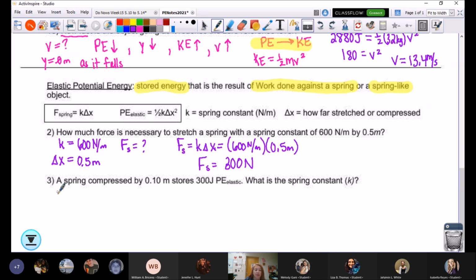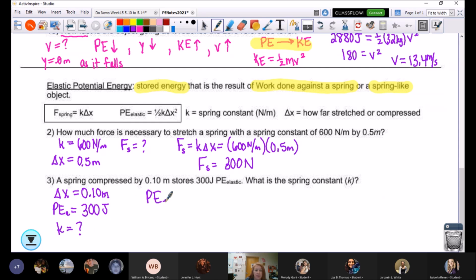A spring compressed by 0.10 meters, which would be 10 centimeters in case you were wondering, stores 300 joules of potential energy, elastic potential energy. It says, what is the spring constant? We are looking for K.